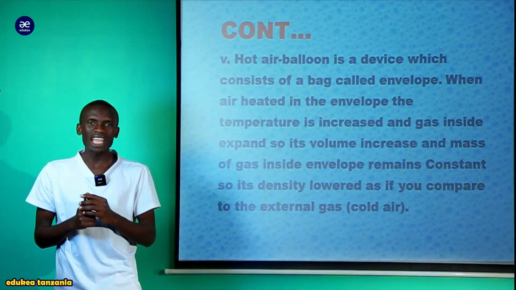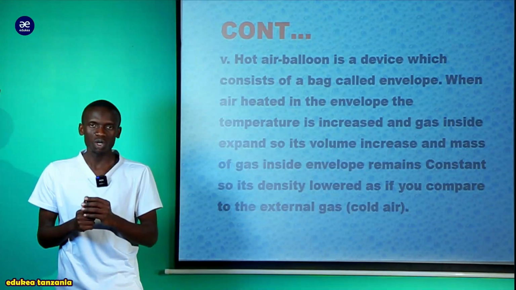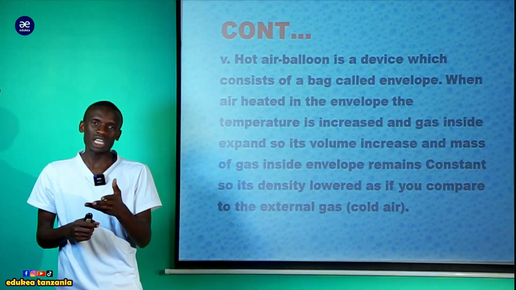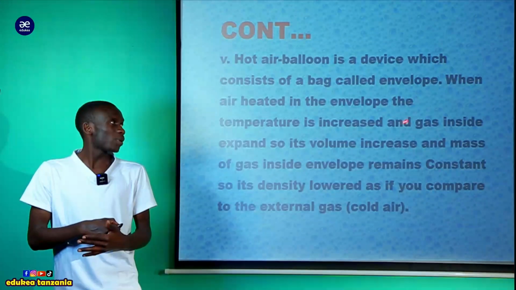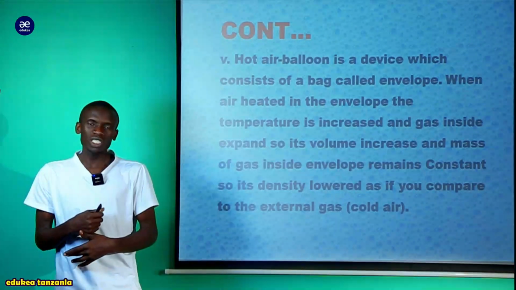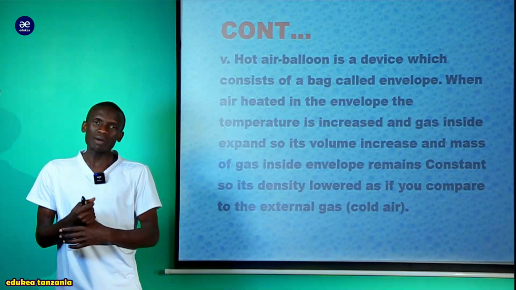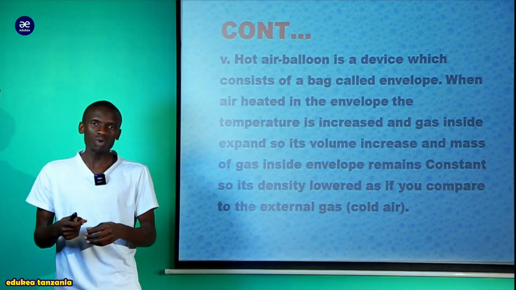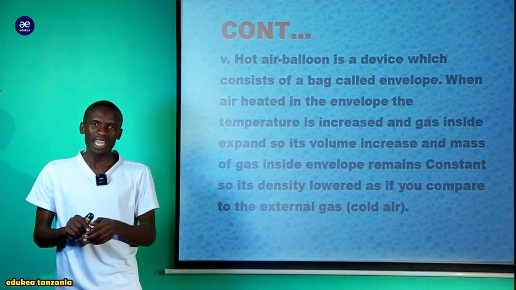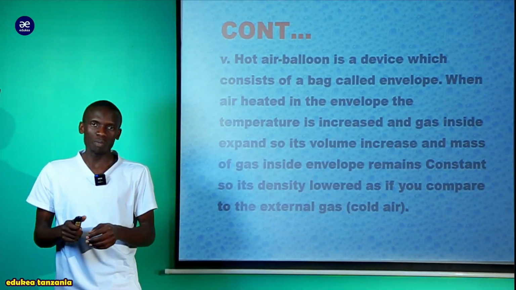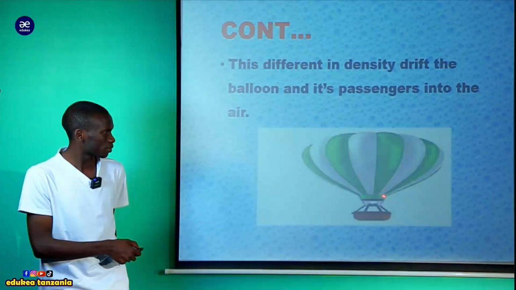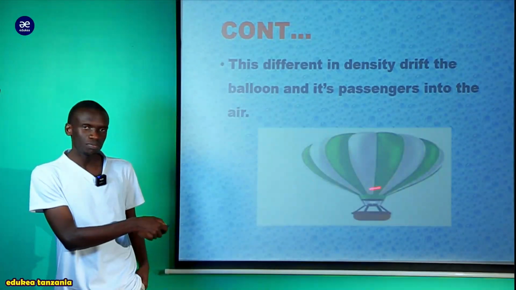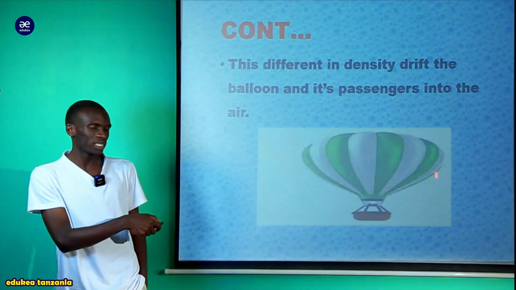Density and volume are inversely proportional. So, increasing volume and making mass constant will decrease density. This is applied in a hot air balloon. This hot air balloon contains something called an envelope, which is this here. This is the hot air balloon. Inside this part, called the envelope, there is air.